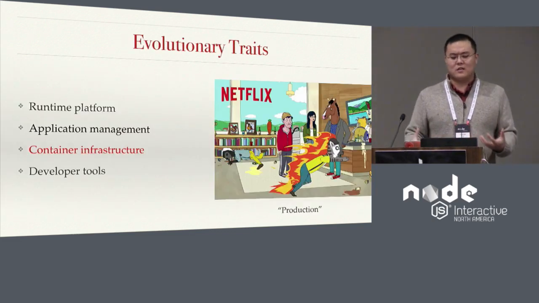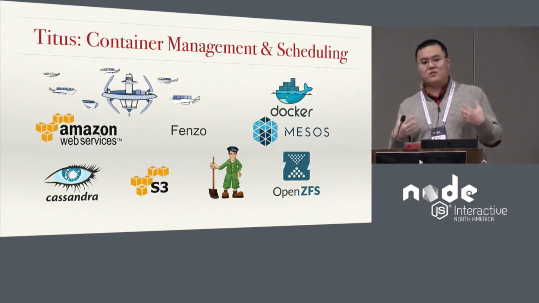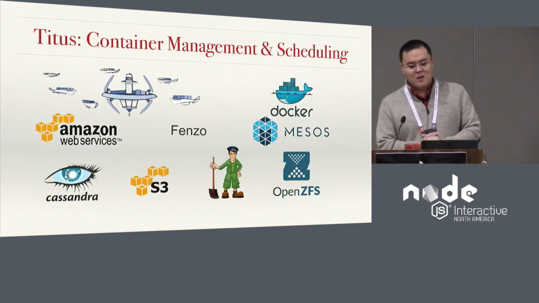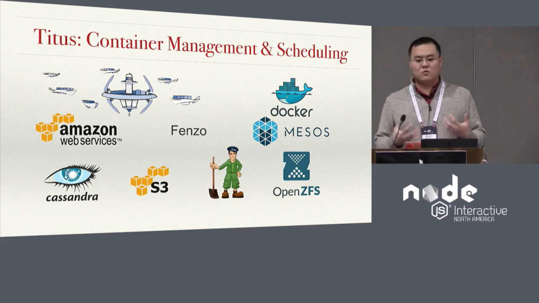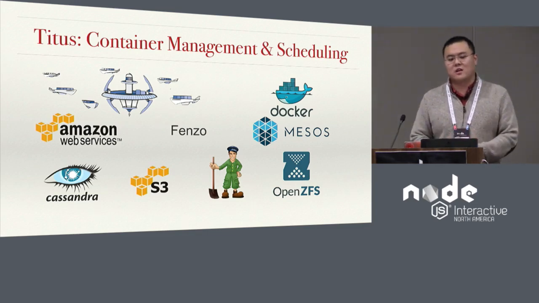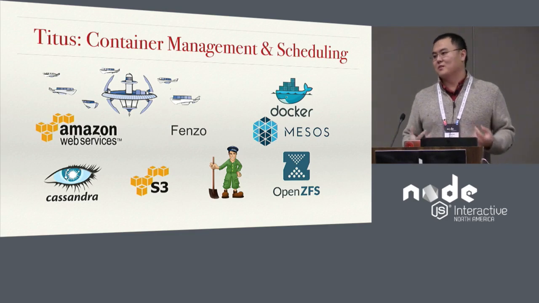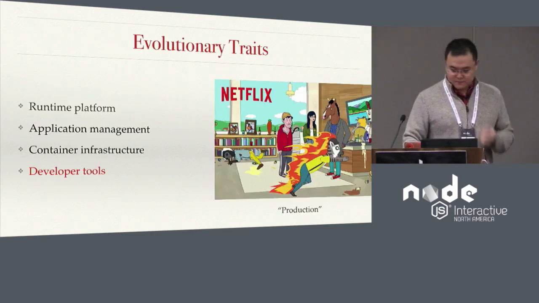What about the third section, which is container infrastructure, right? As you all know, this is our first foray into containers. We built something called Titus, which is our own homegrown container management and scheduling system. This is its own talk, so I'm not going to go too much into it, but if you're curious, go check it out. It's an infrastructure with which we're able to reliably deploy and run containers in the cloud.